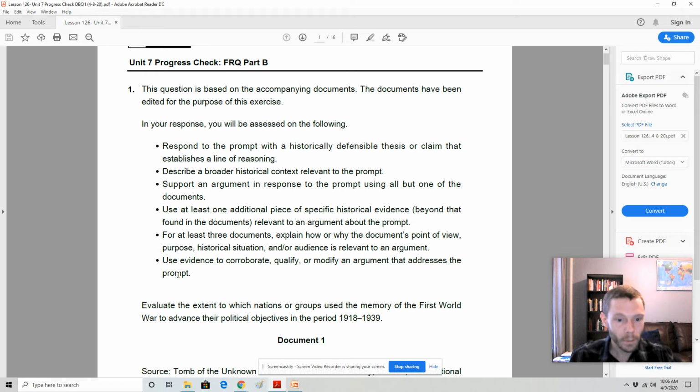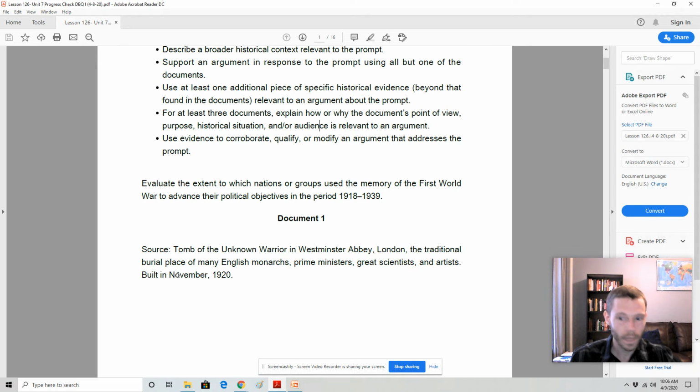And the last bullet point, this is the complexity point. It is the hardest one to get. It's basically thinking about corroboration, qualifying or modifying arguments. And this is where you get to that deeper level of analysis, which is when you go beyond what the documents can say to really get at the heart of the task in front of us.